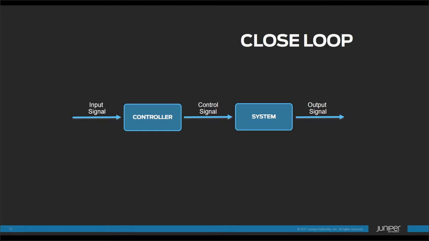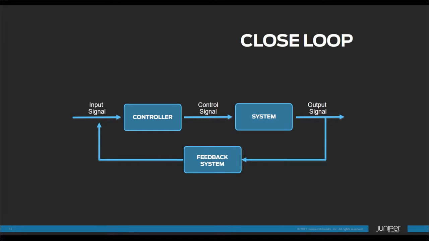So what we want to do is think in a closed loop type of scenario. It starts out with the same open loop, but now we want to take that output signal and feed it back into another system. This can be software. It could be a human if we want it to be, but that takes us back to human intervention, human-driven automation.